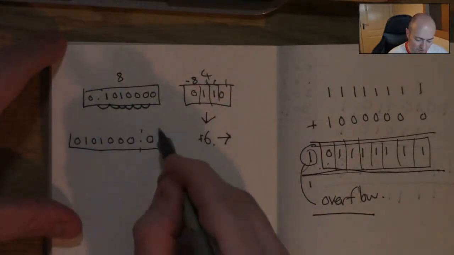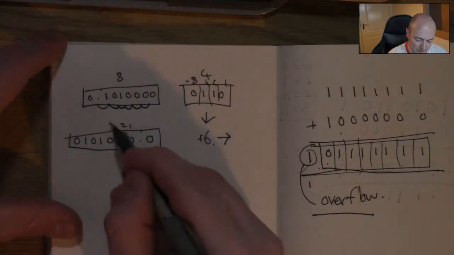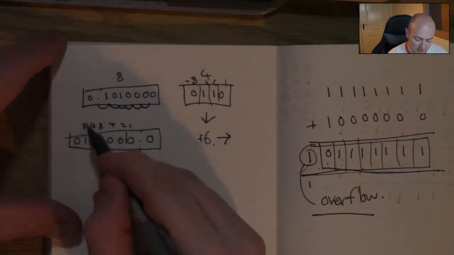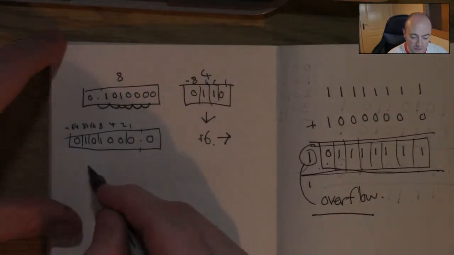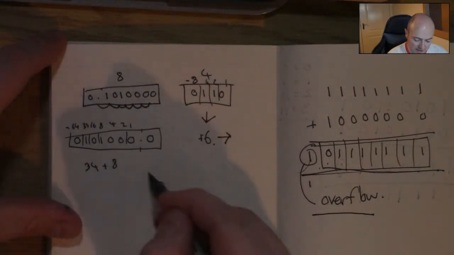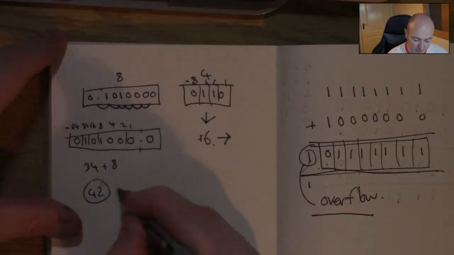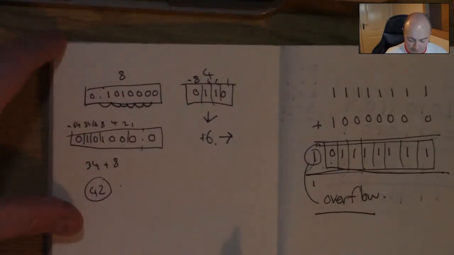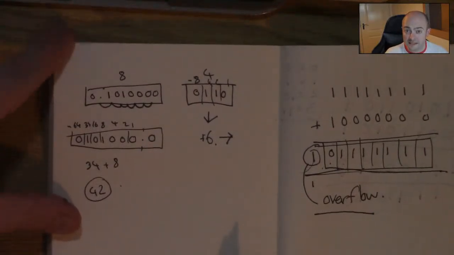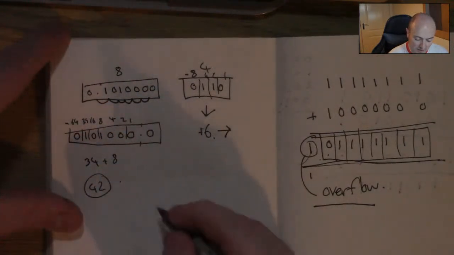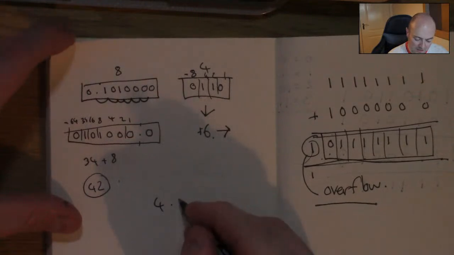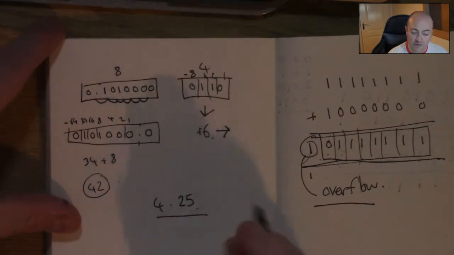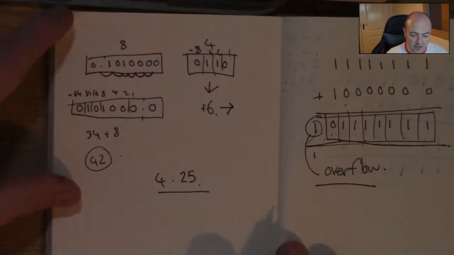Should be quite straightforward. So 1, 2, 4, 8, 16, 32, 64. But remember, it's 2's complementation, so that's minus 64. So we're talking about 34 plus 8. So that is what? 42. So that's how we represent 42. The other way around, remember, is a little bit more complicated. If I need to represent, let's try 4, let's see, 4.25. Yep, if I need to represent that in floating point, how do we do it?